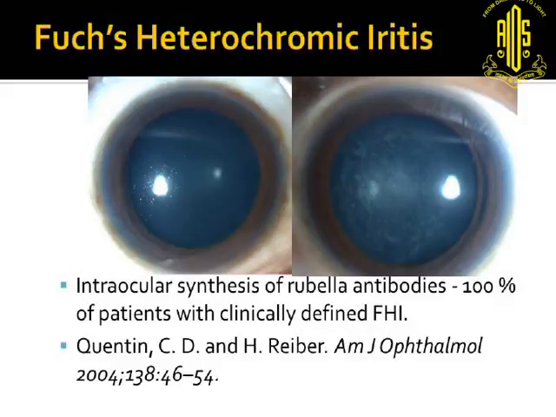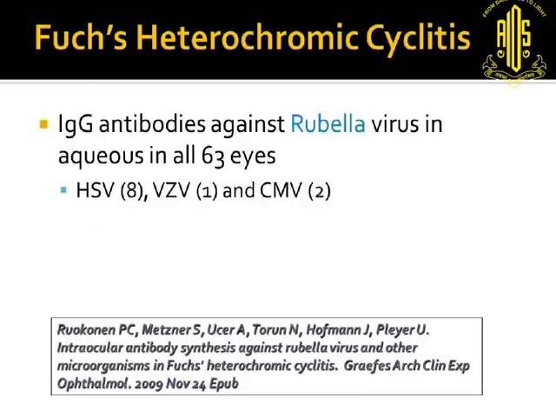Fuchs' heterochromic iritis was considered idiopathic till recently, when reporters from the Netherlands started isolating rubella antibodies. In some series, almost 100% of cases with Fuchs heterochromic cyclitis. And subsequently, other authors have also confirmed the association between rubella and Fuchs heterochromic iritis.